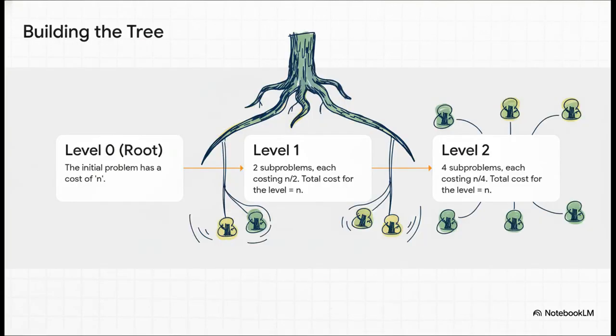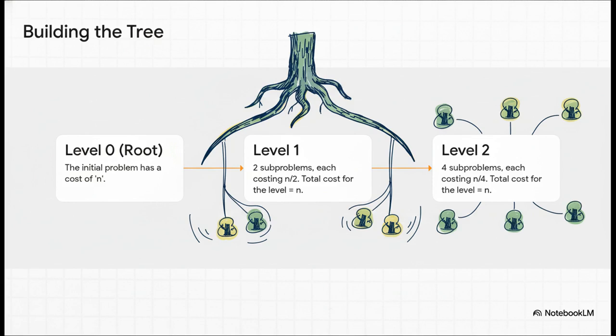So let's start drawing. At the very top, at the root, our cost is n. Simple enough. Then, at level 1, we split into two problems, and each costs n/2. So the total work for this level? It's 2 times n/2, which, hey, that's just n again. Okay, let's go one deeper. At level 2, we split again. Now we have 4 problems, each costing n/4. Total work, 4 times n/4. And what do you know? It's n again.